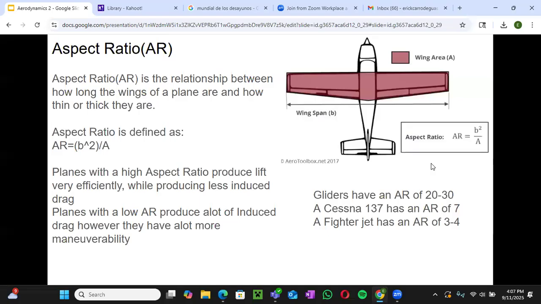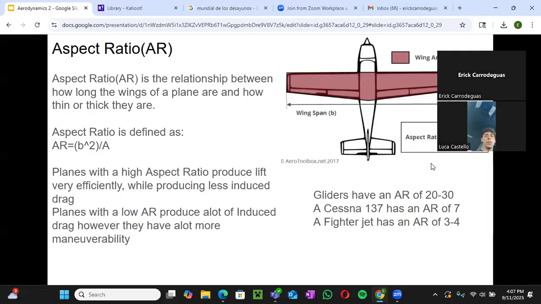Aspect ratio. Josh asked about aspect ratio last time. It's the relationship between how long the wingspan is and how thick it is as well, the chord length from the leading edge all the way to the trailing edge. Aspect ratio is important because it shows us the relationship between lift and how efficient a plane is at generating lift. A glider, for example, like the little plane I showed earlier, has a huge and long wingspan.